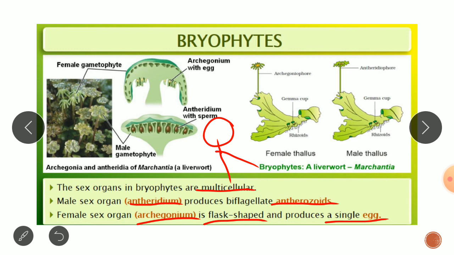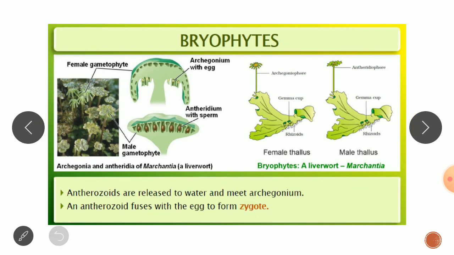Female is going to be archegonium. It produces the egg and male is antheridium. It is producing the anthrozooids. These anthrozooids are going to be released in water, which meet the archegonium. An anthrozooid fuses with the egg to form the zygote.